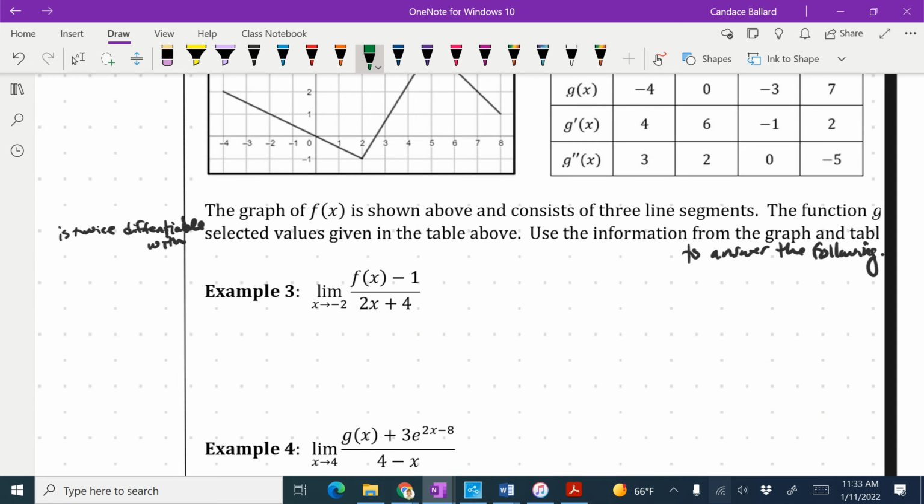I know I'm probably going to run into zeros, so I'm going to start by splitting and taking the limit of my numerator and my denominator separately, because that's the proper way to write it. We talked about that yesterday. So we've got the limit as x approaches -2 of f of x minus 1, and we've also got to find the limit as x approaches -2 of 2x plus 4. All right, we're going to go ahead and put in our -2. So f of -2 minus 1.